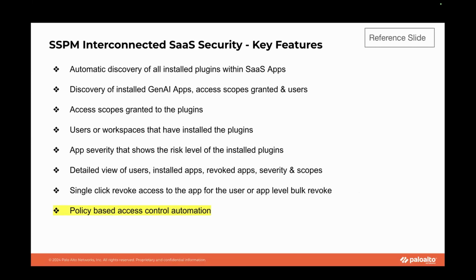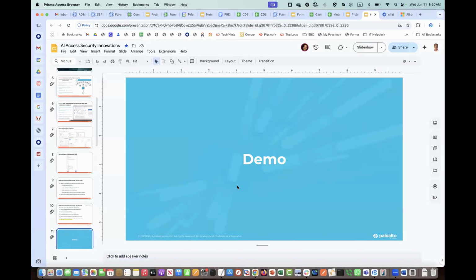Some of the new features that we introduced as part of SaaS security is not only a manual revoke, you can also do it through policy, right? You can create a policy to say, these are some of the risky apps, risky plugins in my environment. I don't want to allow anybody to install these plugins or use these plugins. So we provide that option now through policy-based access control automation. So you'll be able to do it automatically. So whenever somebody installs a new one, you automatically remove that plugin from them, so they don't expose you to risks. So now let's take a look at how it looks in the product.